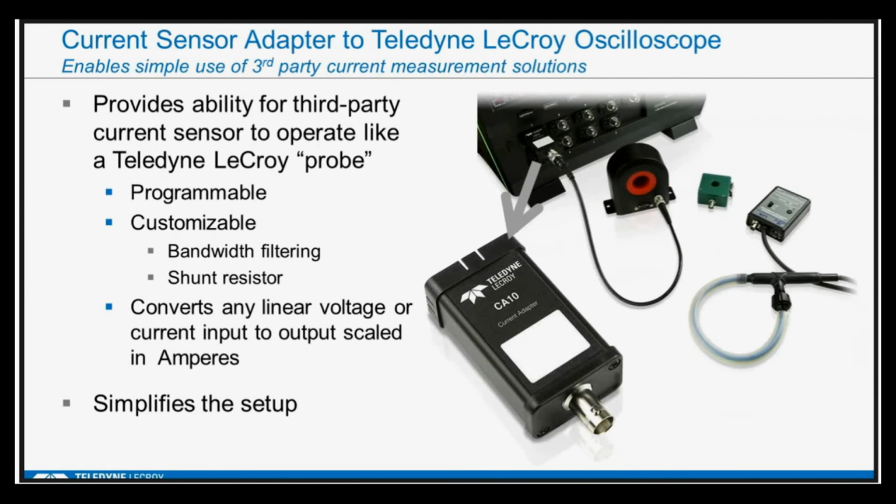We make a device that makes it easy to get a current signal from a third-party device into our scope. It's called the CA10. It's really just an adapter that rescales the input into the scope, and it makes your third-party device operate like one of our probes. So a technician can plug it in and just have it work. It simplifies the setup and makes it 100% reliable.